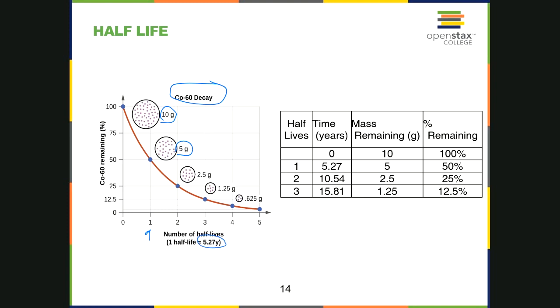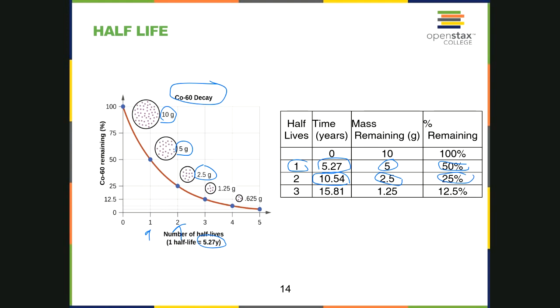Now we put the same information over here in this table. At time 0, we have 10 grams, and that's 100% of our sample. Then during the time of one half-life, which is also 5.27 years, the mass remaining is now 5 grams of where we started. So that's 50% of what we started from. Then half of the 5 grams decays, and we're left with 2.5 grams of the cobalt-60. That is a second half-life, a time elapsed of 10.54 years. The mass remaining is 2.5, or in terms of percents, it's 25. And then it just keeps on going from there.